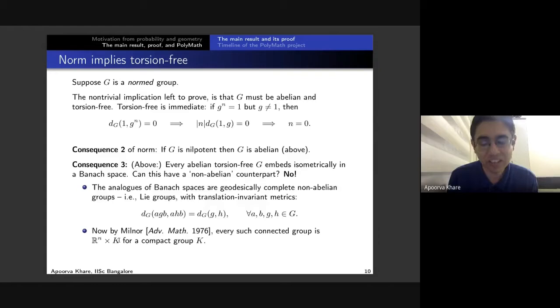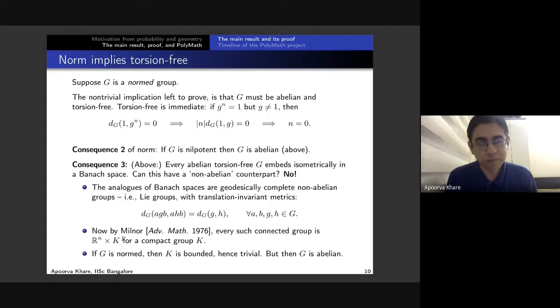That's a contradiction. And so the point is, if g is normed, then the compact group is bounded and therefore trivial. You cannot have a g not equal to 1 in a compact metric non-group. But if K is trivial, then this is abelian because this is R^n. So that's why you cannot have non-abelian groups by Milnor's thing. So that was why. So non-abelian Lie groups cannot be normed.